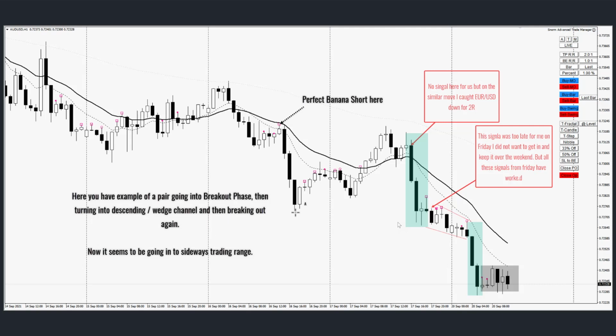Right, this is the Australian dollar. Really beautiful trades on this one. So if you look at this chart, I think this was on Thursday. So you have this ascending channel over here, which is going counter the trend. And what it's showing is that it's not going up.